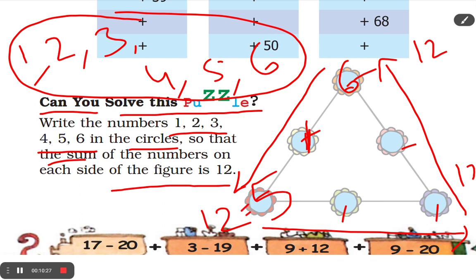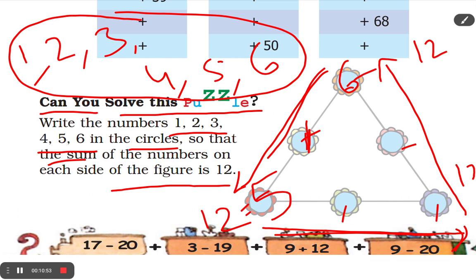Okay, so like that you have to arrange all these 6 numbers in this triangle, and if you add any side, suppose if I add like this, I should get 12. If I add like this, I should get 12. Okay, so you have to arrange these, children, in that way. You try it, and I will see who will post the answers first. Okay, so you practice it.